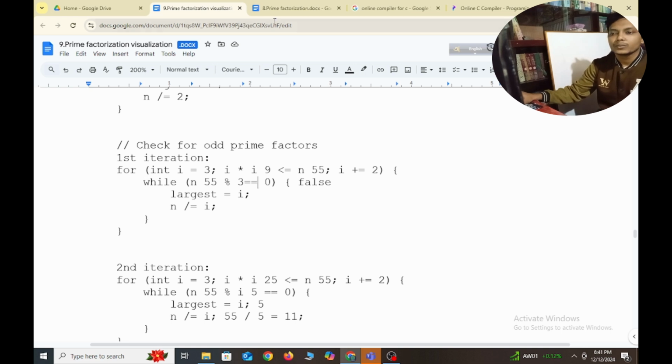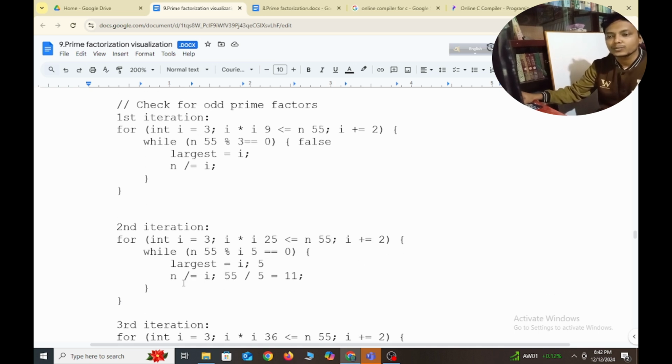Okay, so now we have a second iteration. This will be increased, guys. Don't think here is finished. This will be increased. It will be 5. Okay, so 5 into 5 is 25, right? So 25 is less than or equal to 55. It's true. So here 55 modulus i, that means 55 modulus 5 equals 0. This is true. So largest would be i, which is 5, guys. So here 5 is stored in this largest.